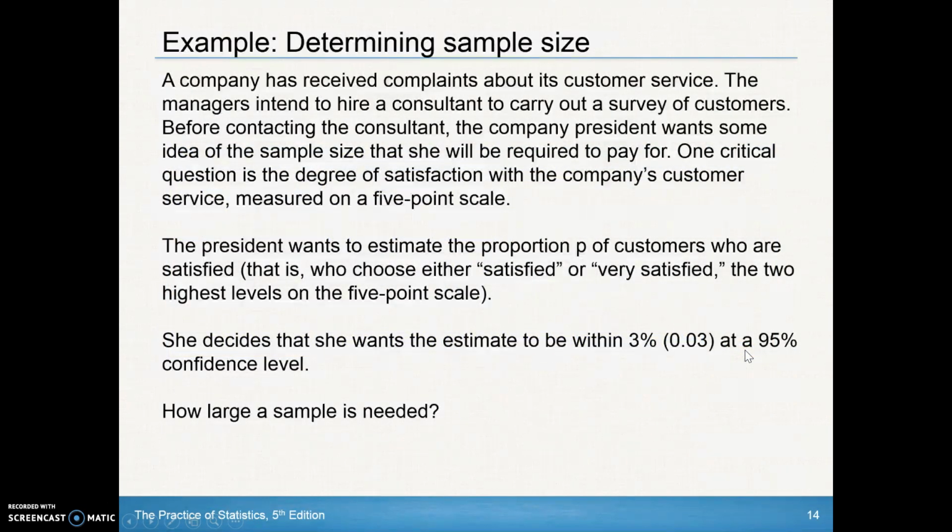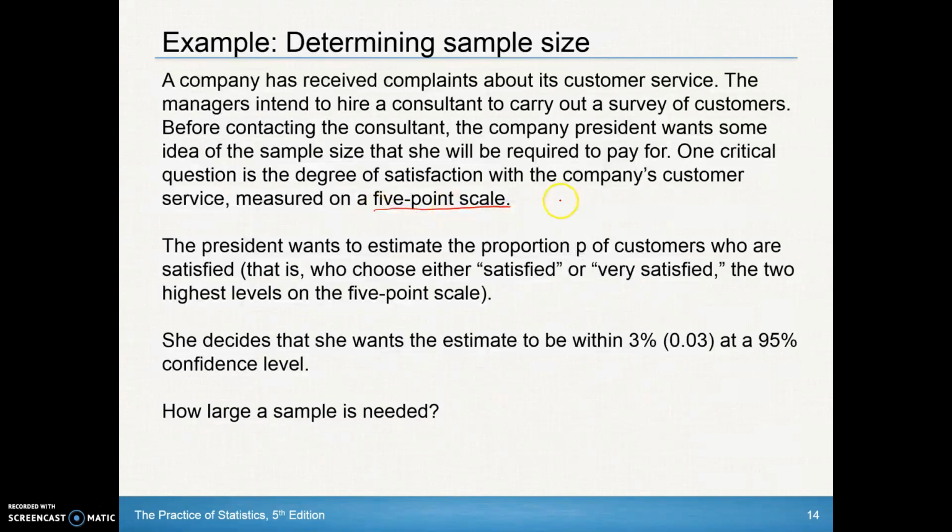Okay, so let's take a look at doing a problem, then put this into practice. So, a company has received complaints about its customer service. The managers intend to hire a consultant to carry out a survey of customers. Before contacting the consultant, the company president wants some idea of the sample size that she'll be required to pay for. One critical question is the degree of satisfaction with the company's customer service, measured on a 5-point scale.